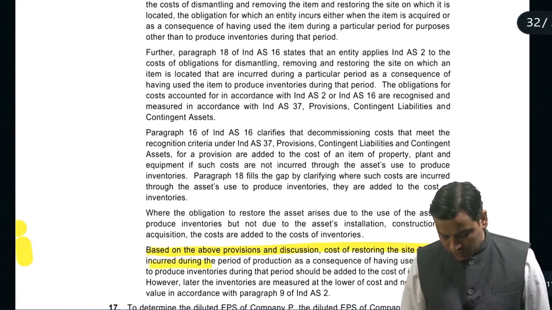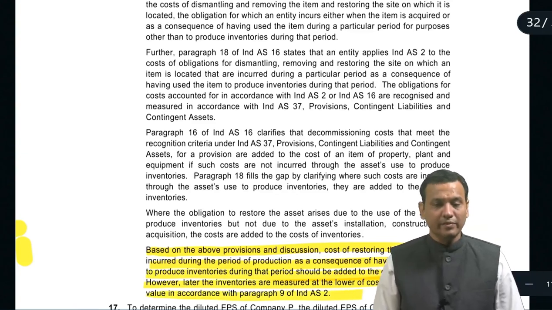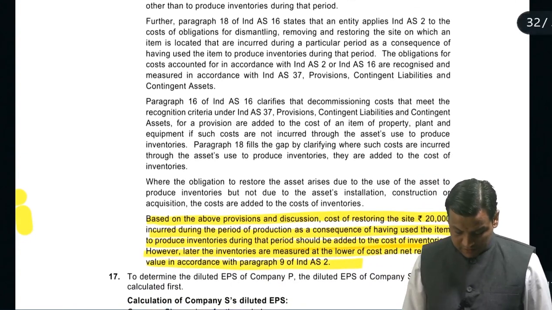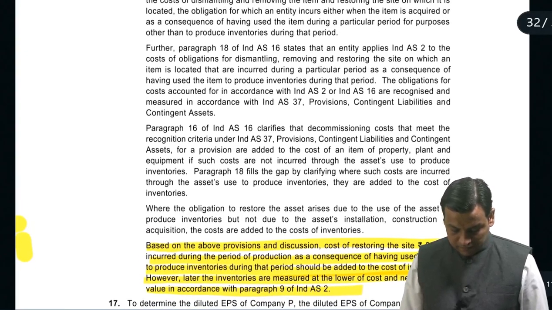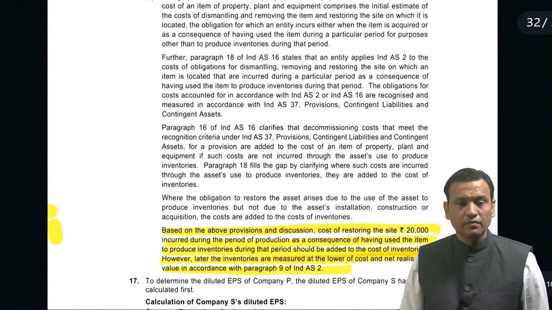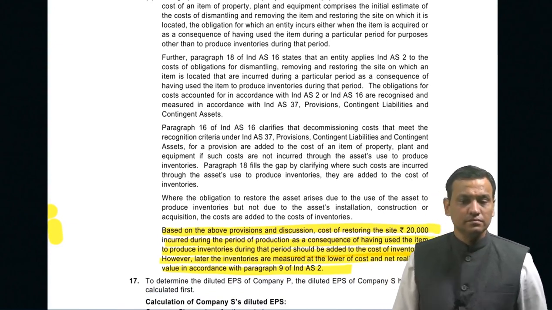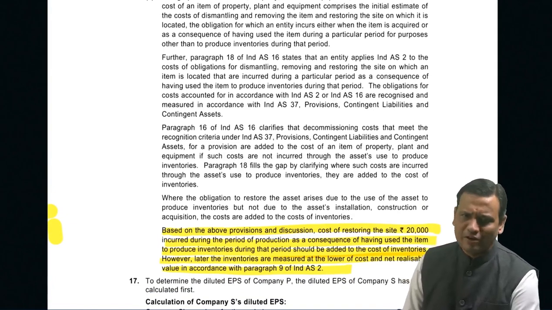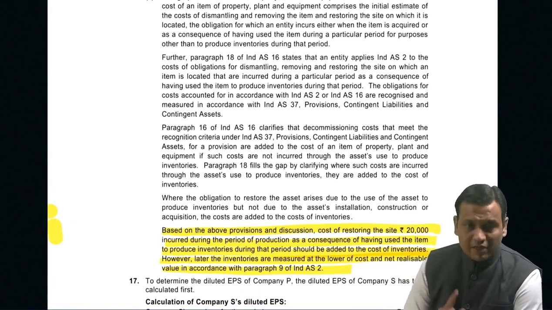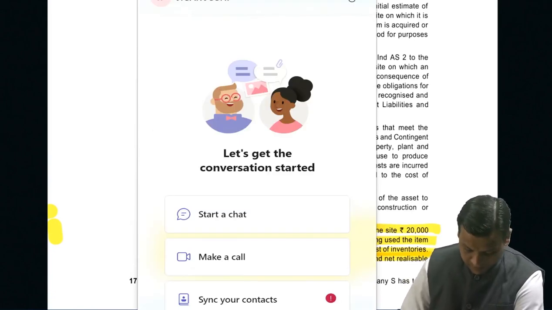It will be part of my inventory, and that inventory, if it is sold, then goes to P&L. It will be added to the cost of inventories, because this cost is incurred in relation to manufacturing. So it will not be added to the cost of my PPE.